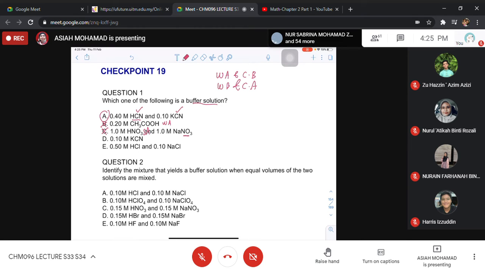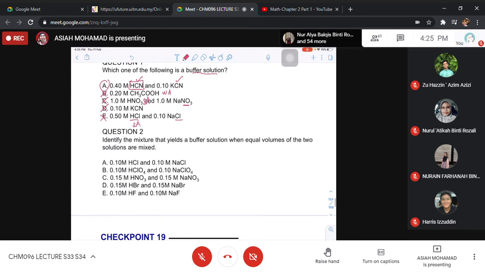KCN, is it a buffer solution? No, because KCN is only a salt. KCN must be present together with HCN, its weak acid. So this is not a buffer solution either. E, is it a buffer solution? HCl is a strong acid, so obviously it cannot, even though it provides the conjugate base of that acid.